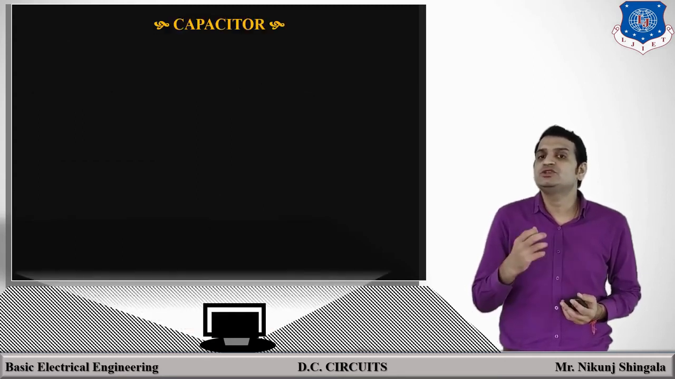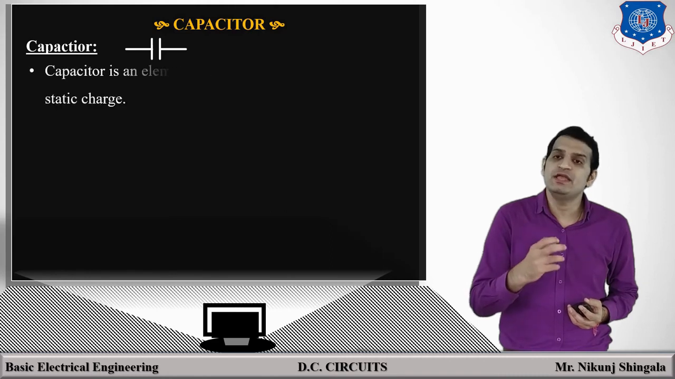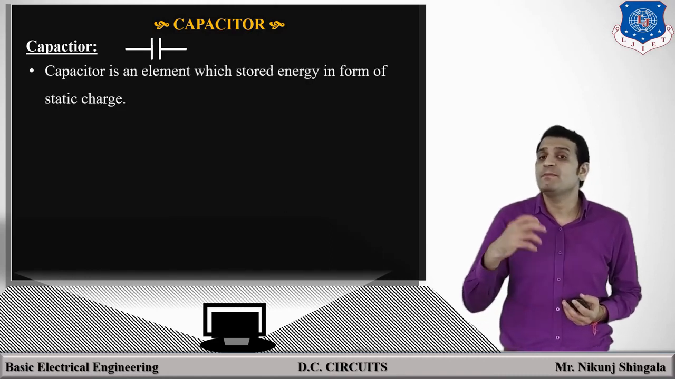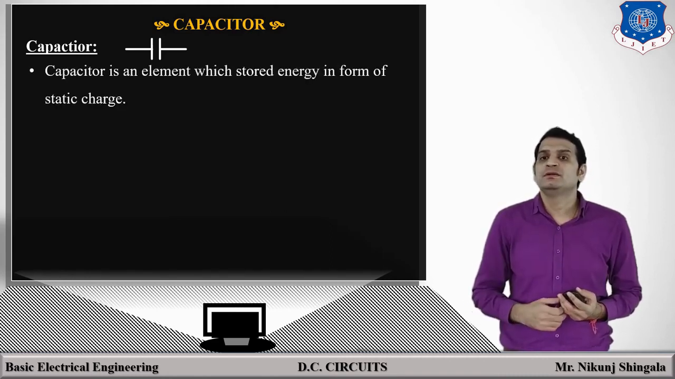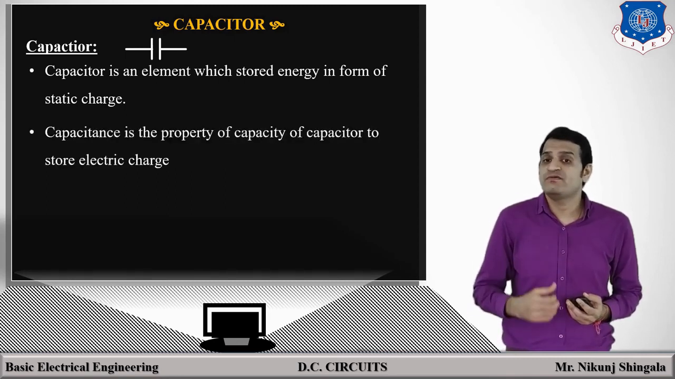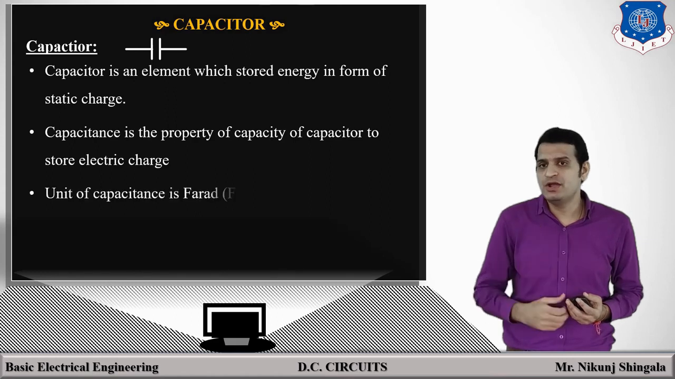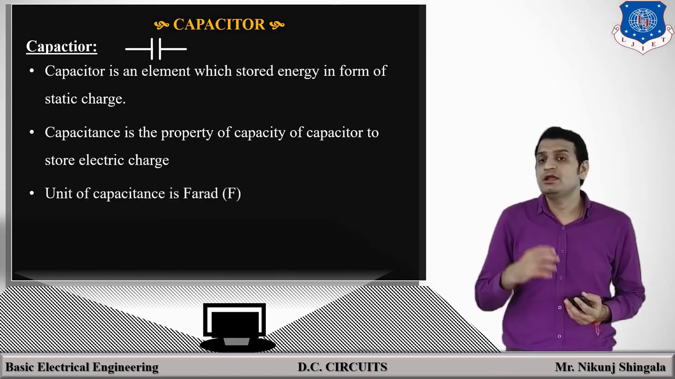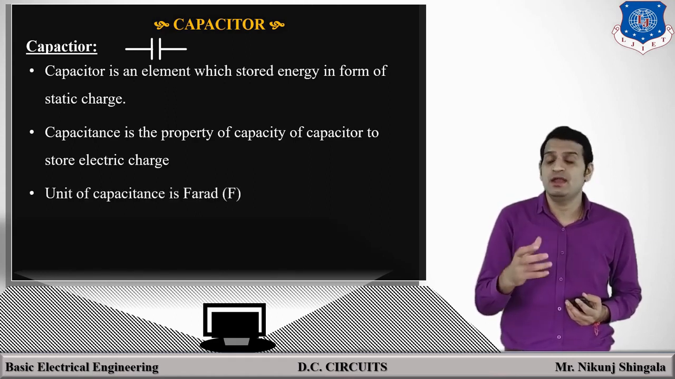It is an element which stores energy in the form of electric charge. Capacitance is the property of a capacitor which stores the electric charge. It is measured in farad. Now, farad is a big unit, so a capacitor is specified in terms of microfarad, picofarad and nanofarad.